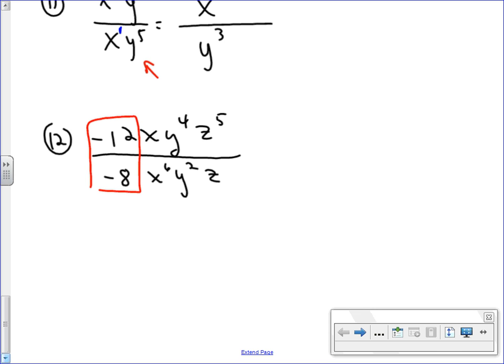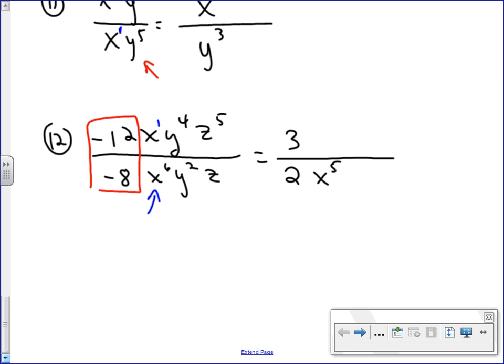-12 divided by -8. First of all, remember that a negative divided by a negative is a positive. So make sure your final answer doesn't have any negatives in it. And 12 and 8 can both be divided by 4. So 12 divided by 4 is 3, and 8 divided by 4 is 2. -12 divided by -8 reduces to 3/2. Look at your x's. Where are there more x's? In the denominator. How many more? 5 more, 6 minus 1. And so our x's are x to the 5th in the denominator.